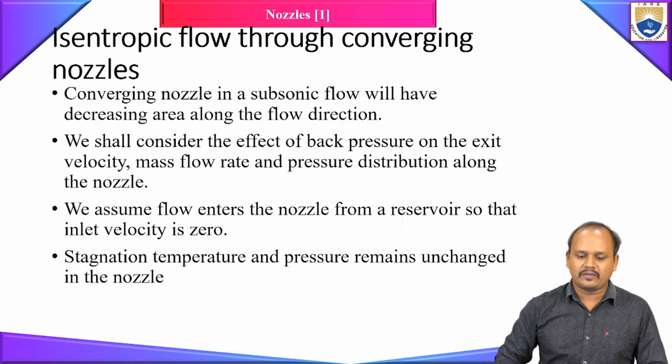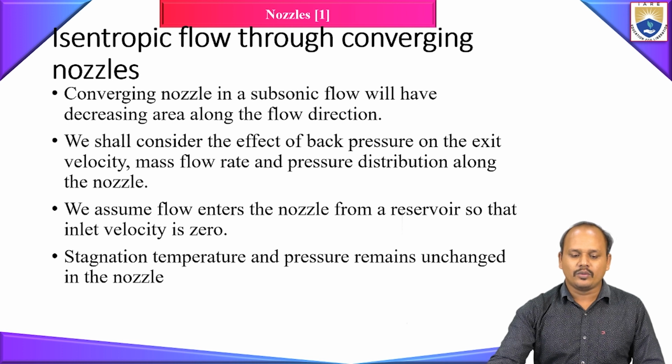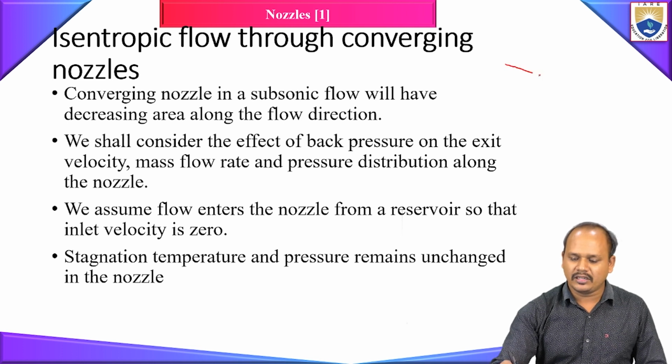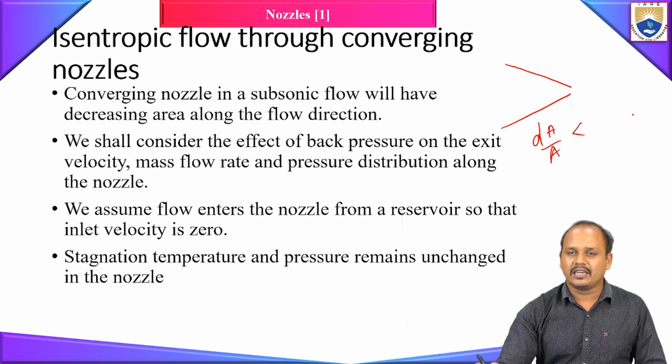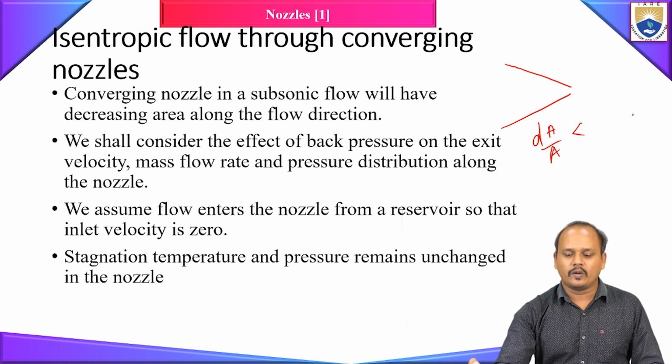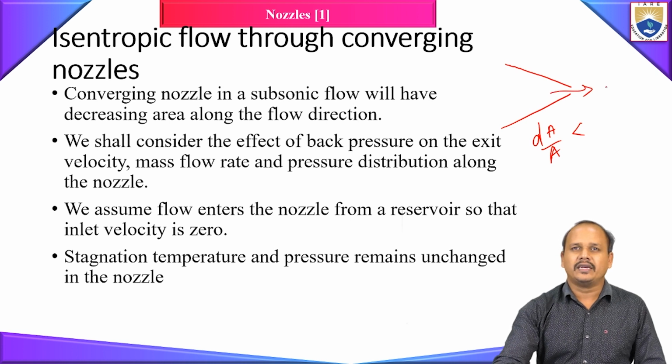Let's start with the isentropic flow through a converging nozzle, or convergent nozzle. What is a convergent nozzle? A passage in which the area is decreasing, that is dA by A is negative, is what we call a convergent passage.